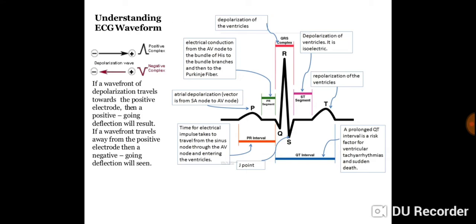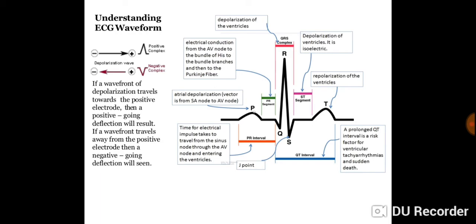Now you need to understand, how do we get these waves? If positive ion depolarization is moving towards the positive end of an electrode, you get a positive deflection on the ECG. So that means everything would go up when depolarization is moving towards the positive end of the electrode. If it's moving away, then you've got a negative deflection, like this Q, like this S. That is why every lead is different. They're placed at different directions, so you get different positives and negatives.